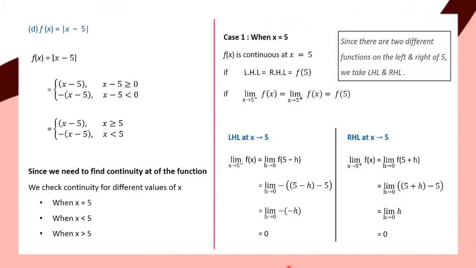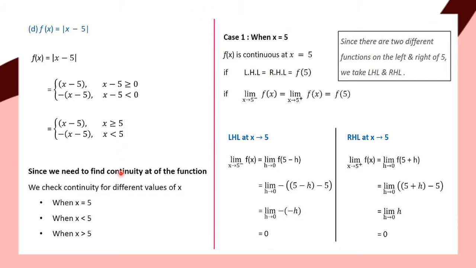Let's take D part. Here f(x) is equal to mod of x minus 5. First of all, let's define this function. x minus 5, when x minus 5 is greater than equal to 0. I hope you all know how we define modulus functions. And negative of this thing when x minus 5 is less than 0. Or in other words, we can write down as x minus 5 when x is greater than equal to 5 after simplifying this thing, or negative of this thing when x is less than 5.